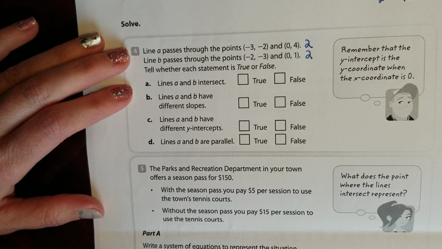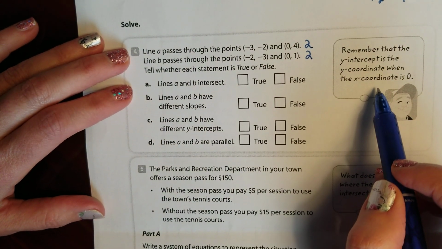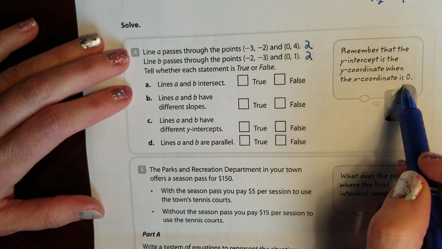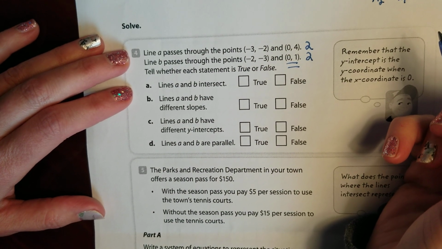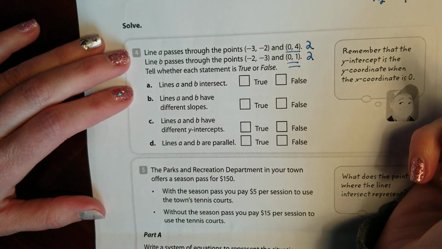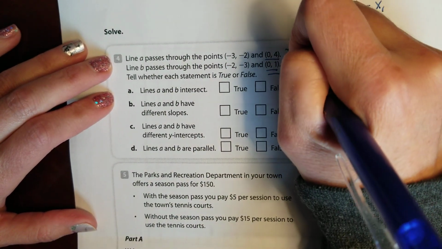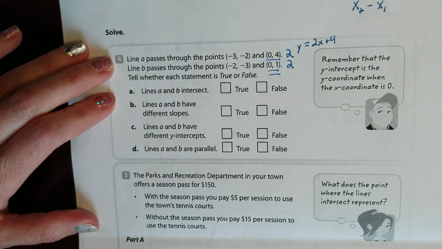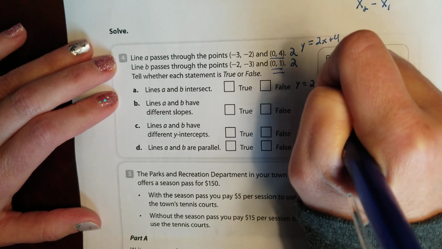Now, what we don't know, but here's a great little hint over here. Remember that the y-intercept is the y-coordinate when x is 0. So right here, I know what my y-intercept is. And I know what my y-intercept here is. I could even put these in slope-intercept form. Y equals 2x plus 4. Y equals 2x plus 1.